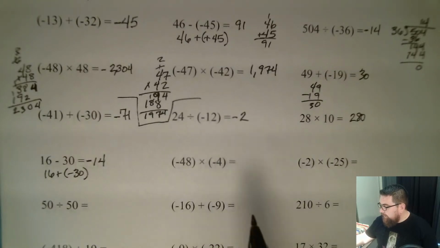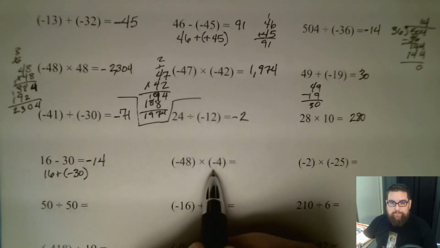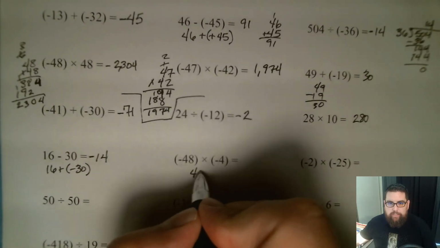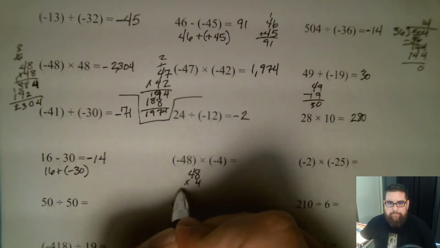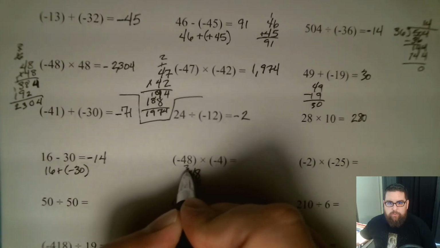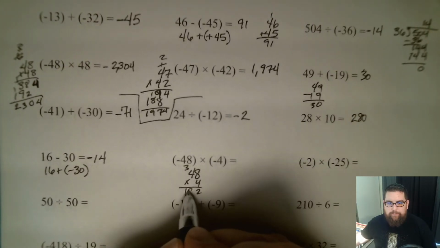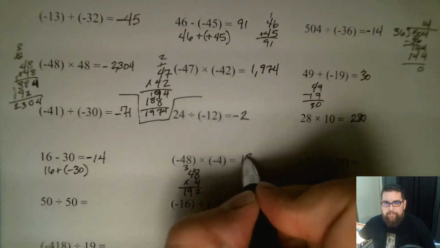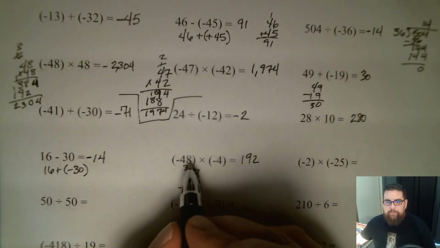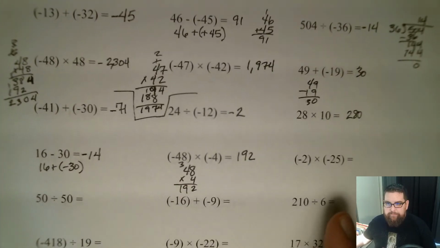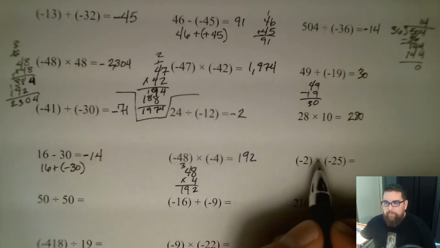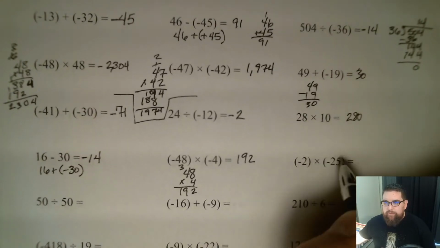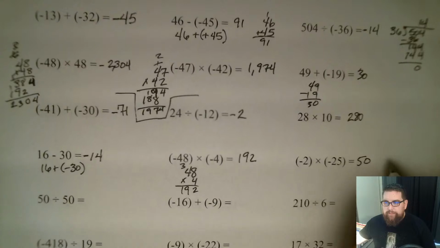We have a negative times a negative. That's going to give us a positive, okay? So we have 48 times 4 gives us 32, and then 16 and 3 is 19. So 192 is our answer, okay? It's positive because we have negative times a negative. Here we have a negative times a negative, so it's going to be positive. 25 times 2 is just 50.